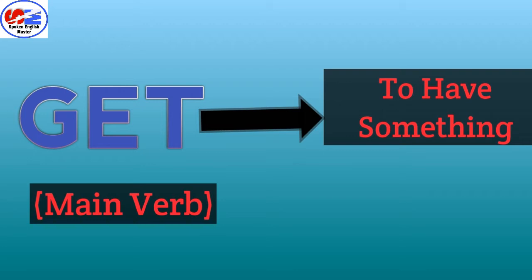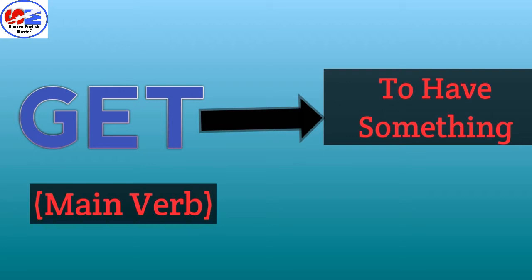मुझे ये पेन मिल चुका है. Okay, it means to have something, to get something. This is the main meaning of get. Get means to have something or to have somebody. Now if we add prepositions with get, it carries different meanings. These things we will be discussing today.